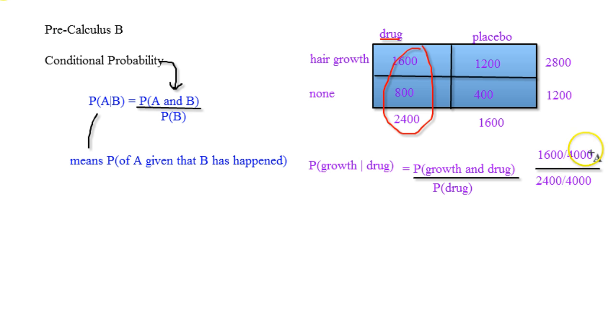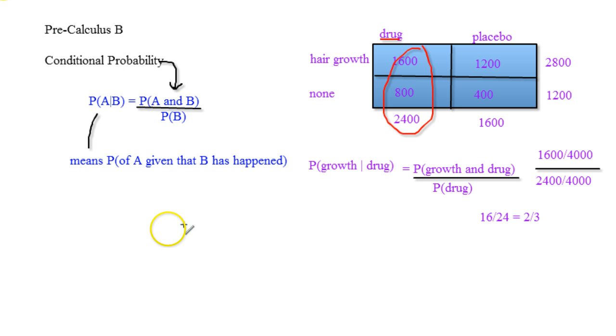Now, from your experience, when you divide by a fraction, you multiply by the reciprocal, so you should get 1,600 divided by 2,400. If we get rid of those zeros, we can reduce it down to 16 over 24. Then if we divide both by 8, we should get 2/3. So the probability that a subject's hair grew given that they used the experimental drug was 2/3. And that's actually a pretty darn good probability.